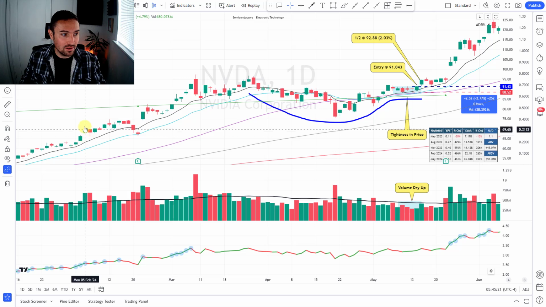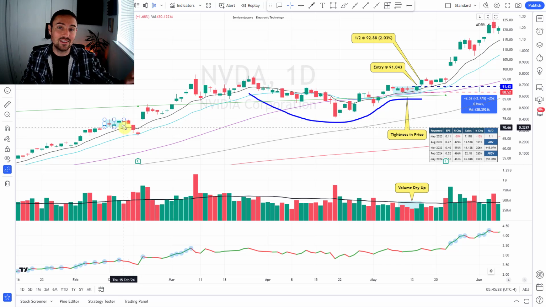I'm not necessarily looking for price to get really, really tight up here and you're like, well, it's just traded really tight for like a couple of sessions. I'm not looking for that. Short-term makes extended from the 10-day EMA.